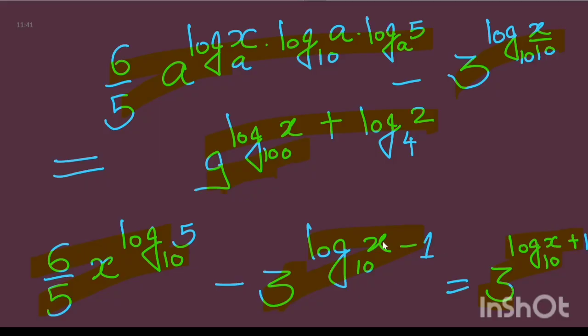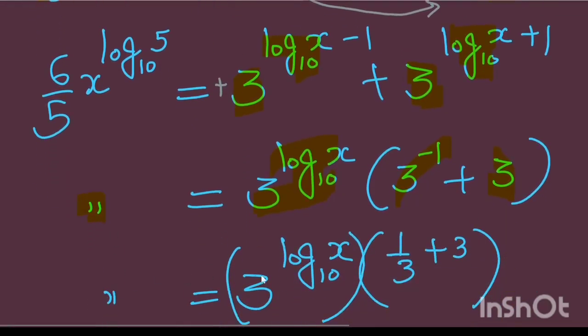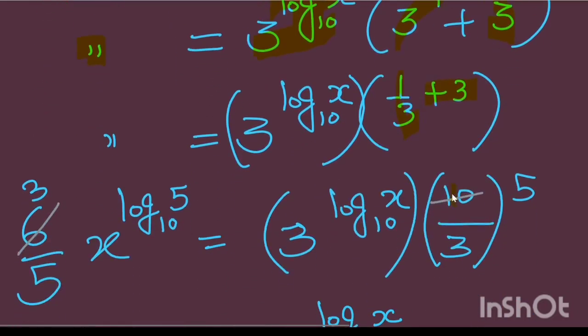this. Okay, guys. So now we will take the second term in the right hand side, so it becomes plus. Now, as you can see, both the terms on the right hand side have the same power and same base, so we can take 3 to the power log x base 10 common. So we are left with 3 to the power minus 1 and 3 to the power 1. Left hand side is as it is. Now this 1 by 3 plus 3 gives 10 by 3.